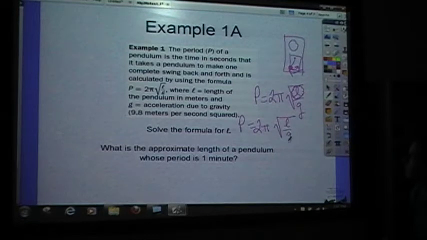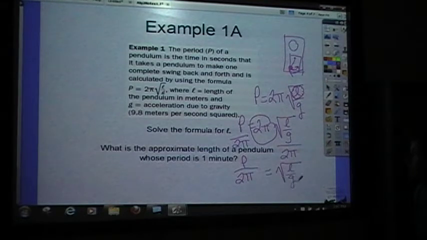Okay, I want to get L by itself. So the first thing I'm going to move is what's the easiest to move, and that would be this 2 pi. The 2 pi is being multiplied by the square root, so I'm going to divide both sides by 2 pi, just using algebra. So I have P over 2 pi equals the square root of L over G.